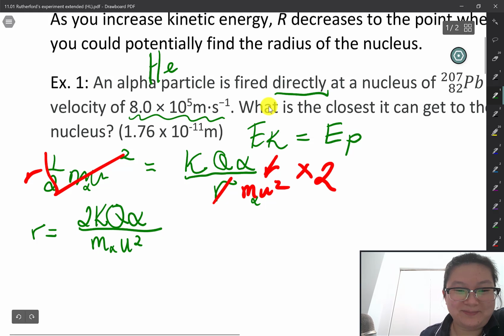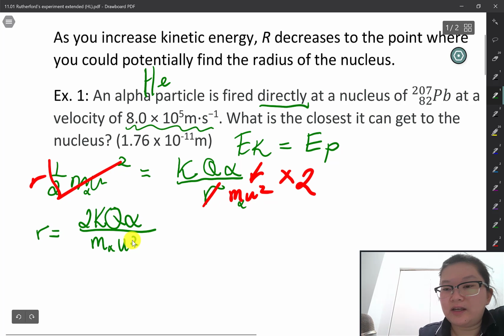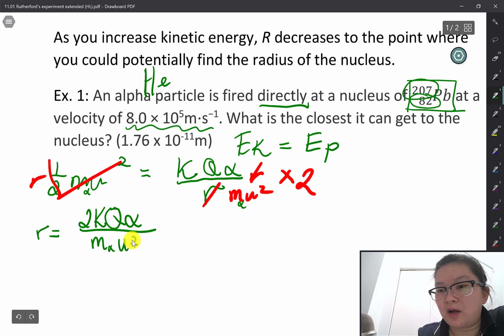This Q here is going to be that of a lead nucleus, and this is a notation you need to be familiar with: the bottom gives you the atomic number, the top gives you the atomic mass. The atomic number is going to give you the number of protons. So for lead, the number of protons inside this nucleus is 82.